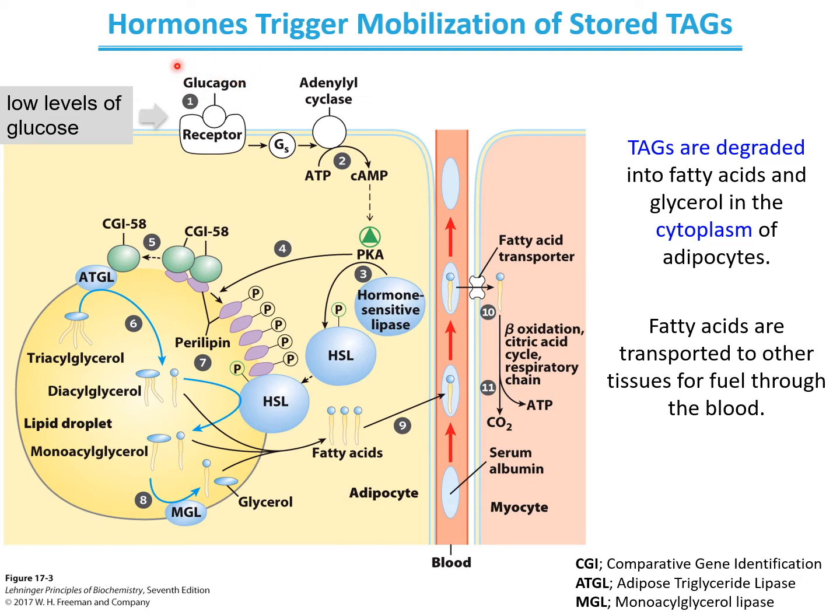So glucagon will then act as a ligand, activate the receptor on this adipocyte, which is a G-protein-coupled receptor, which will lead to the activation of a G protein and the activation of adenylyl cyclase. This enzyme produces cyclic AMP from ATP, and cyclic AMP acts as a second messenger, which activates protein kinase A.